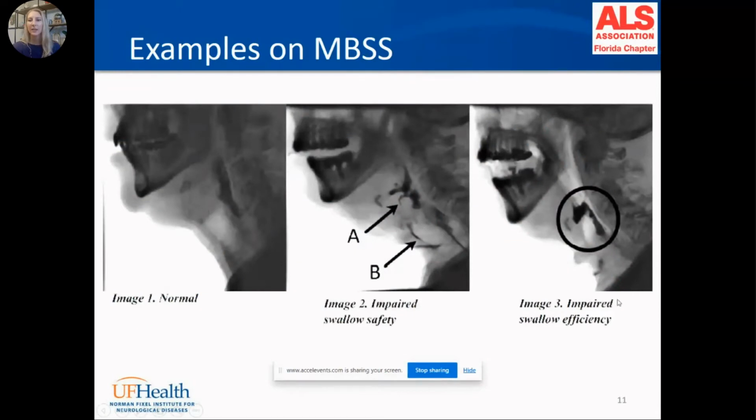And then lastly, on image 3, we have impaired swallow efficiency. This person has swallowed, and you see pretty marked residue in that natural pocket leading down right above the esophagus.